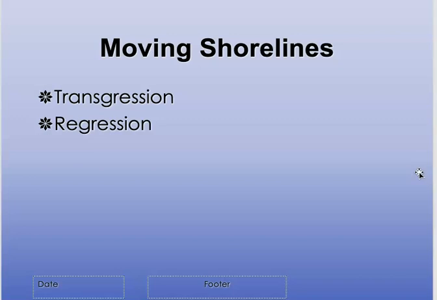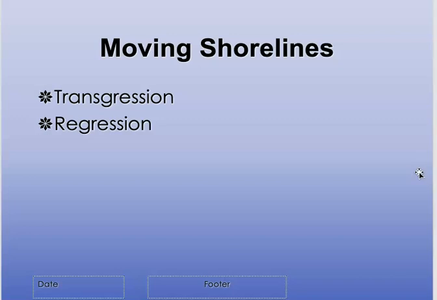I used these as an example already, but you'll want to take a moment and write them down. Transgression means moving forward. And regression, because it almost sounds like transgression would be reversing, right? I don't know why. To me, it's just aggression, I think, part of it. But it's regression that's the moving away, moving back out. So if you remember, regression is going out. Transgression is coming in. And these words are used in this context with shorelines.